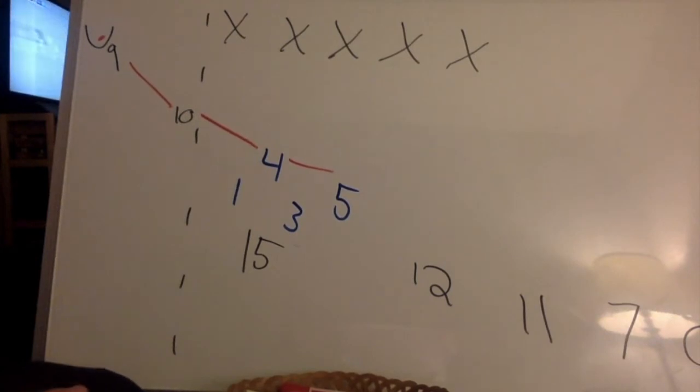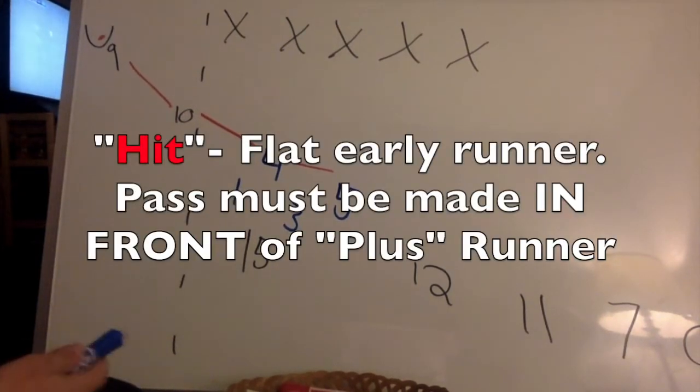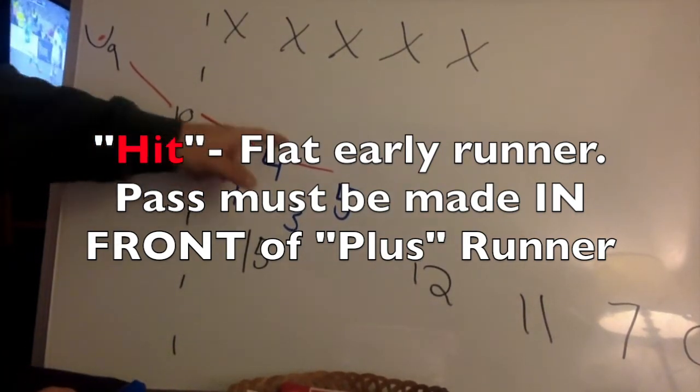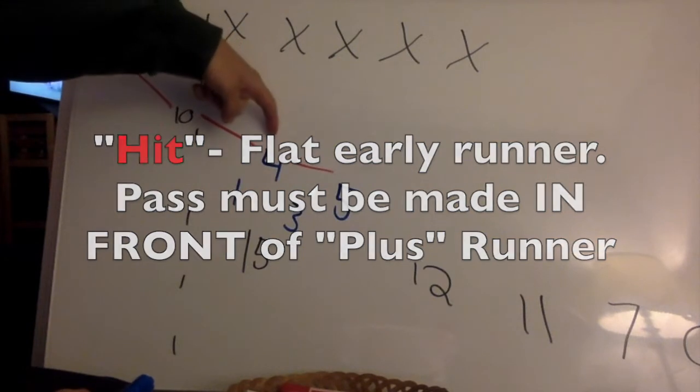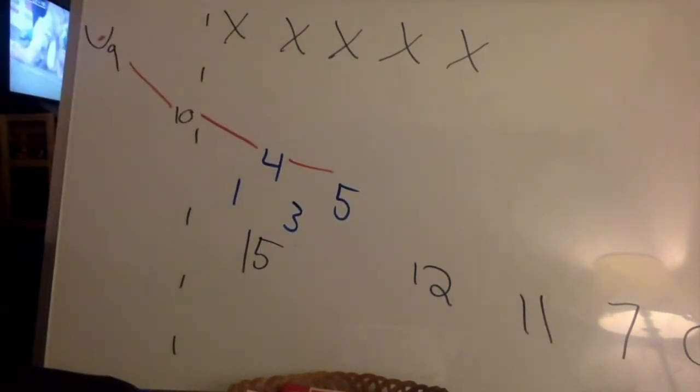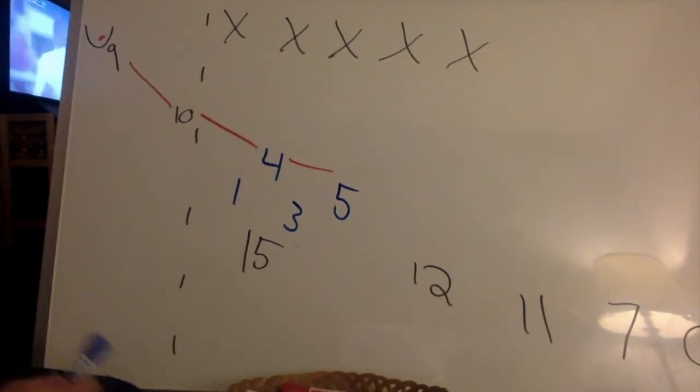So here we're going to talk about our hit option, just another option, and we're going to call it hit. What's going to happen is we're going to go from 9 to 10 to our lead runner, number 4, and then we're going to hit number 5. Now what's important is that this is an early pass from number 4, and number 5 is pretty flat against the line, right? And so really what number 4 is going to do is he's going to catch and he's going to shift that ball as quickly as possible.